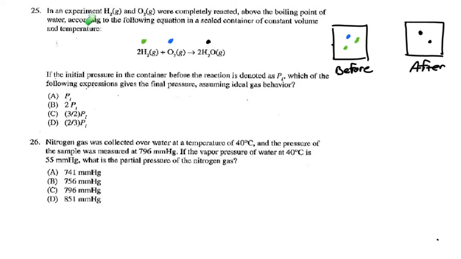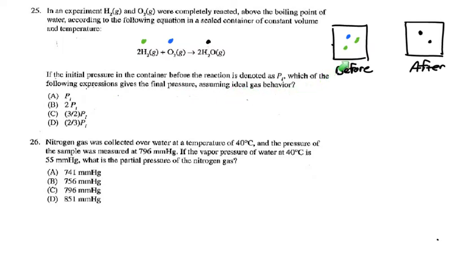Number 25, we have an experiment where they're mixing hydrogen and oxygen. They were completely reacted, and so there's no equilibrium going on here. And it was done above the boiling point of water. I think they're saying that so that we realize it's going to be gas. According to the following equation in a sealed container of constant volume and temperature. And the question is, if the initial pressure in the container before the reaction is denoted as P sub i, which probably stands for initial, which of the following expressions gives the final pressure, assuming ideal gas behavior?